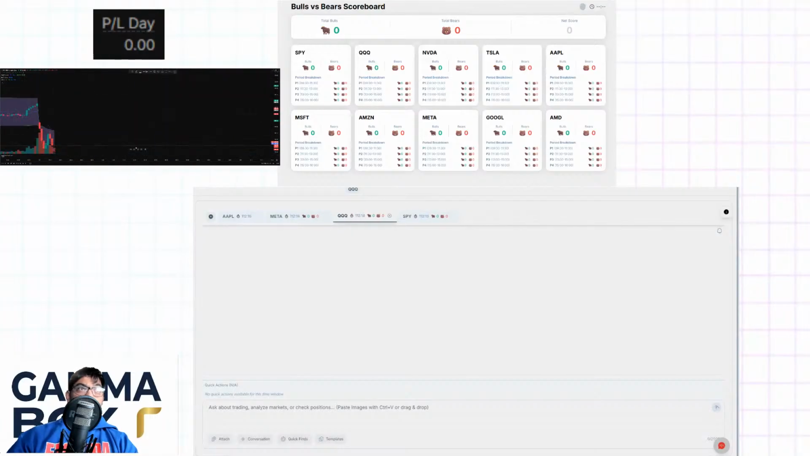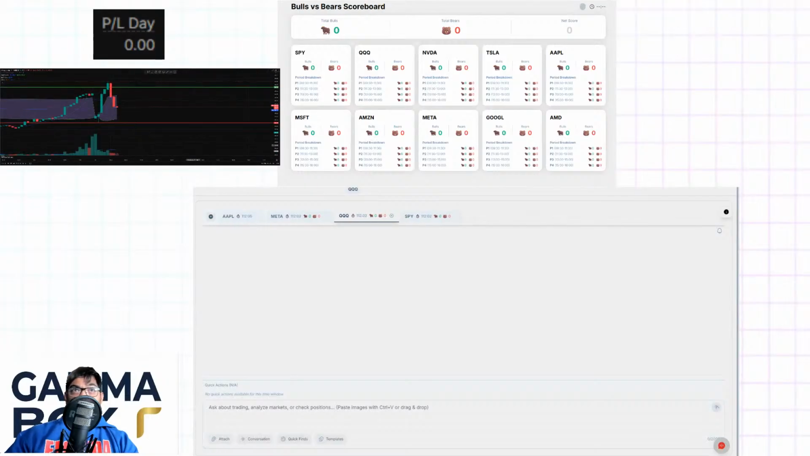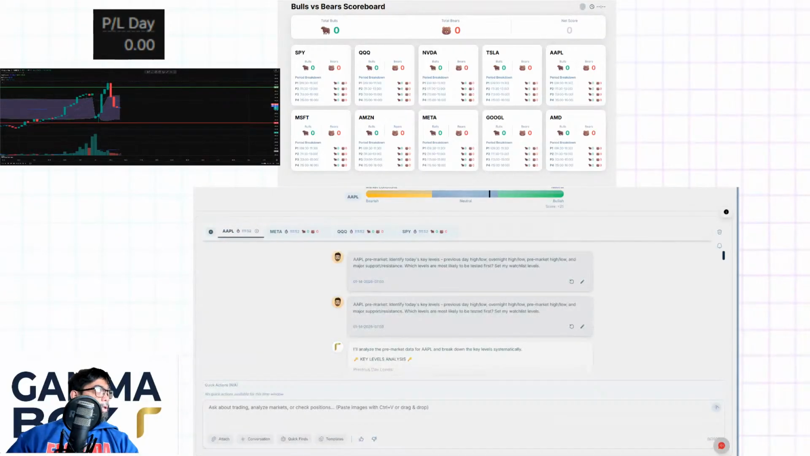So Apple looks like a good play. NVIDIA, there's no direction yet. All right, so I'm going to focus on Apple a little bit here. And the reason being is just, the only issue is I don't have this. I need to get this in my table.